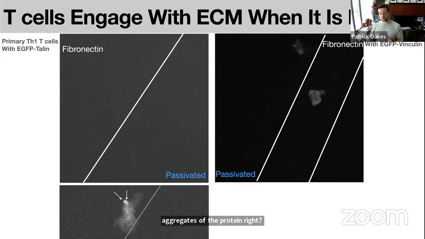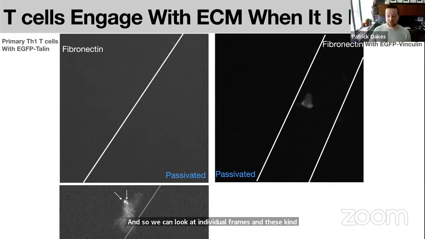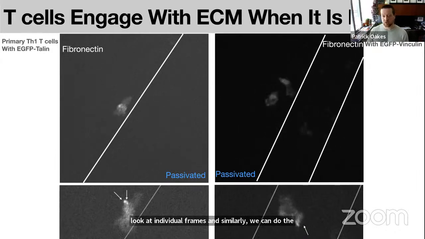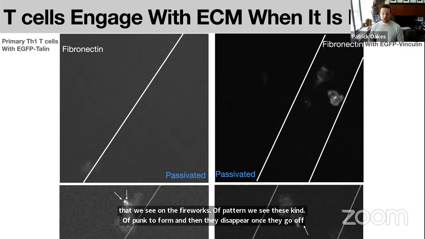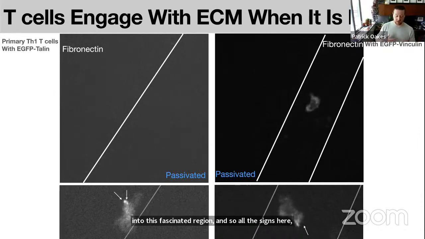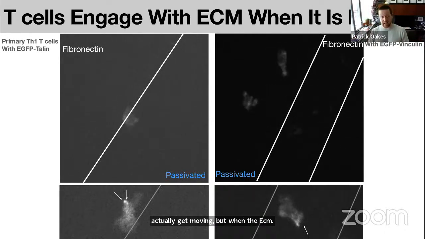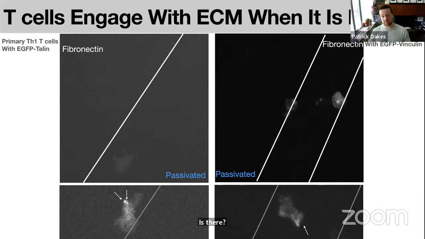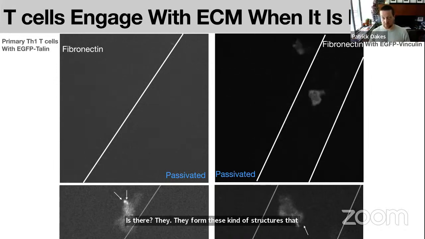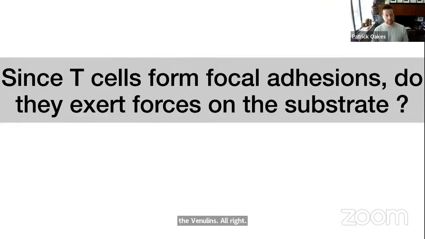Similarly, we can do the exact same thing with vinculin now. And so we can see that on the fibronectin pattern, we see these kind of puncta form, and then they disappear once they go off into this passivated region and they tend to try to come back. So all the signs here are pointing to the fact that they not only require ECM to actually get moving, but when the ECM is there, they form these kind of structures that have, you know, both the talin, the integrins, and the vinculins all in them, right? And so they're all basically behaving so far as everything that you would expect from a focal adhesion.